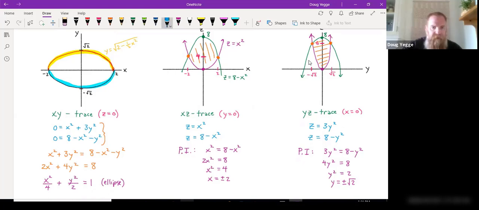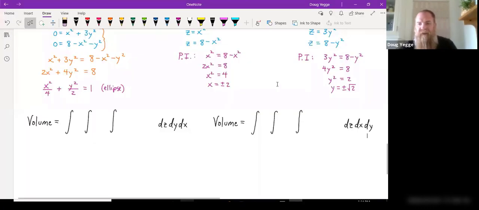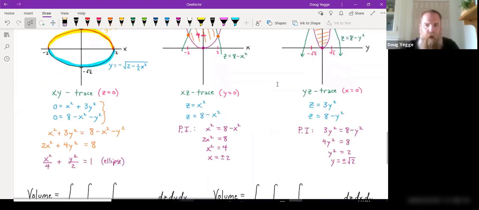And likewise, this would be the same thing, except that now it would be the negative of the square root of 2 minus 1/2 x squared. So I think by looking at these traces now, we're about ready to create our triple integral. Although there are different orders in which we could integrate this function or find the triple integral, find the volume, we're going to do it in terms of dz dy dx and dz dx dy. And I'll show you why.